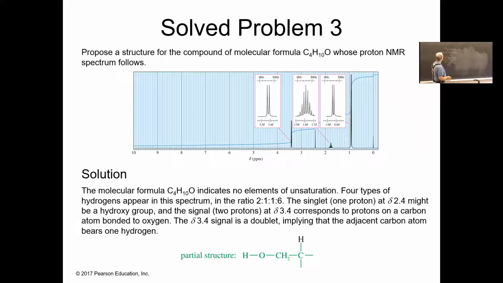Okay, and then this is a doublet. The hydrogens on the C next to the O are a doublet. Okay, so that would indicate one neighbor. Okay, so that means that it's this one. Okay, this says one neighbor. Here, this would be a triplet. Okay, because we have two neighbors.